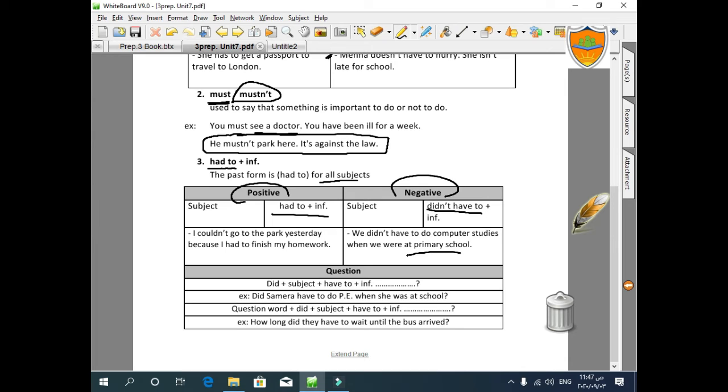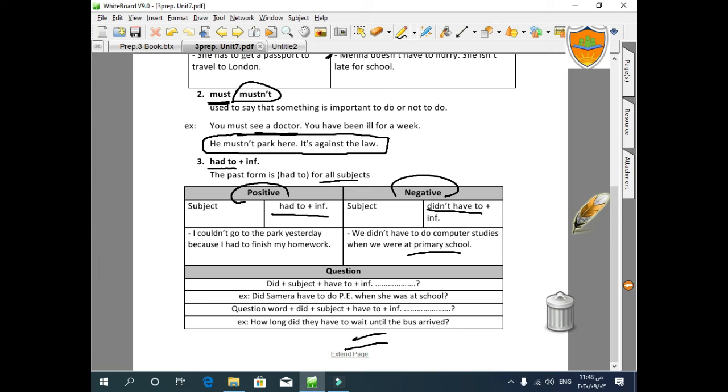Let's go to the question form. When we use did, someone have to do something? Did Samira have to do physical education when she was at school? Question word plus did plus subject plus have to. When I ask how long did they have to wait until the bus arrived, they had to wait for 15 minutes.